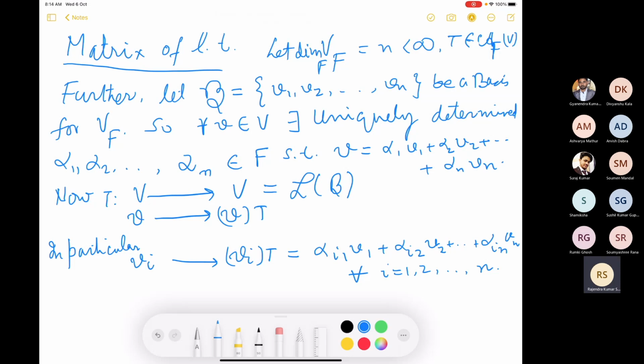So what we are getting here for i equal to 1 is alpha 11 V1 plus alpha 12 V2 plus alpha 1n Vn. For i equal to 2, Vi becomes V2, so V2T will be a linear combination alpha 21 V1 plus alpha 22 V2 plus alpha 2n Vn, and the last one like that. When i becomes n, this will be VnT as the linear combination alpha n1 V1 plus alpha n2 V2 plus, and so on, alpha nn Vn.